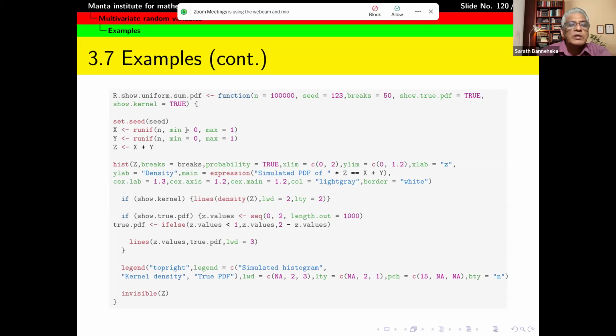I'm going to take the same number of random numbers for y. Because these are independent, numbers within X will be independently generated, numbers within Y will be independently generated, X and Y are independent, so Z will be X plus Y, right? Now what I have to do is draw a histogram of this thing, a density histogram, right?